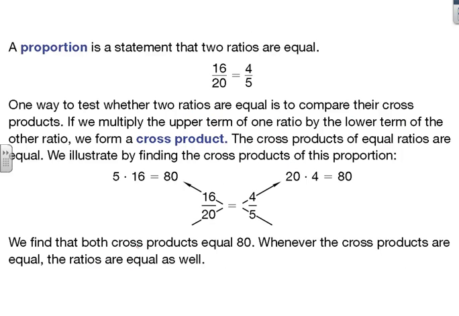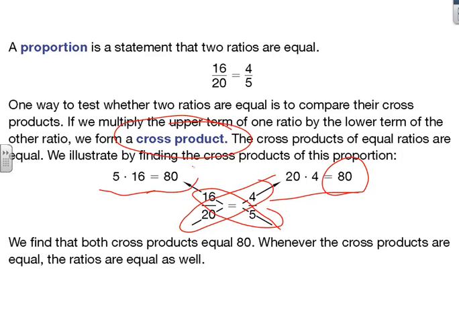A proportion is a statement that two ratios are equal. 16/20 is equal to 4/5. We can see this in mental math because we know that 4 times 4 is 16 and 5 times 4 is 20. But if we didn't know that, we could form a cross product by multiplying the numerators and the denominators together. 20 times 4 equals 80, and 5 times 16 equals 80. So we know that these two, 16/20 and 4/5, are equal, and both of those products equal 80. Whenever the cross products are equal, then the ratios are equal.